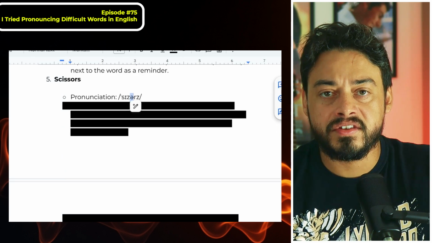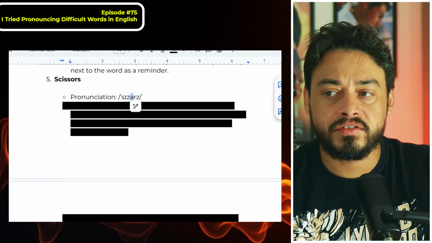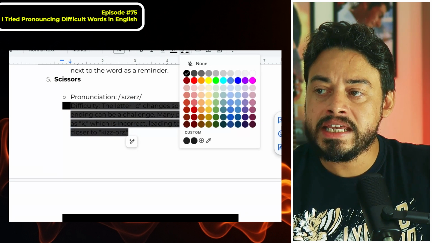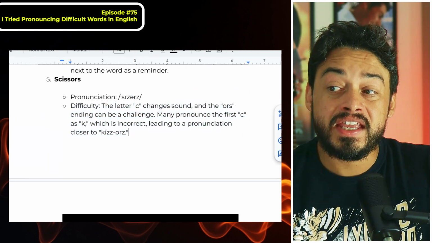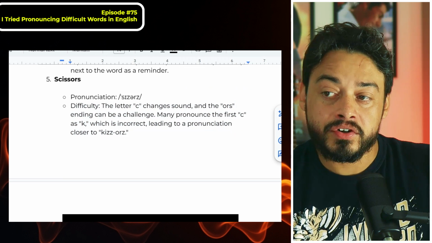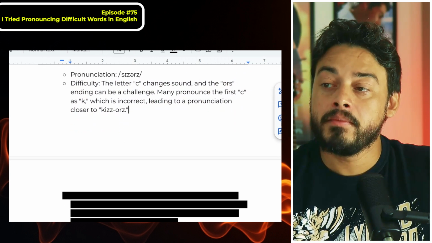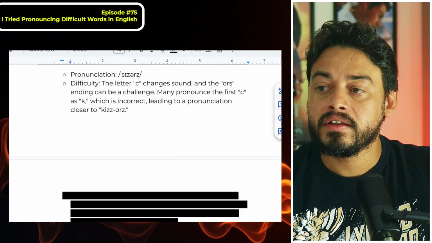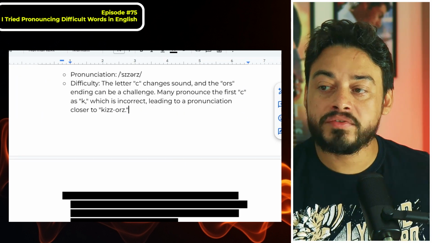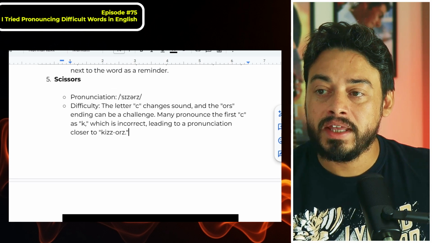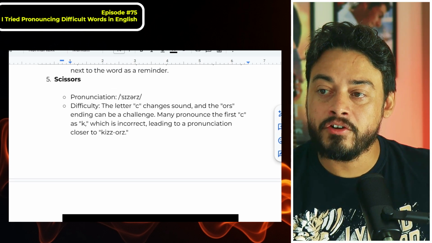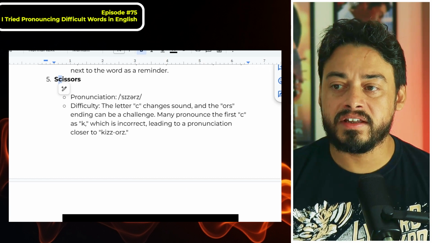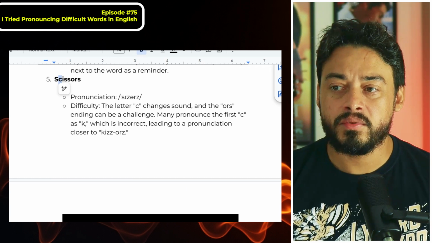Z, scissor, scissors. Okay. So what is unique about this word? The letter C changes sound, and the ers ending can be a challenge as well. Many people pronounce the first C as K, which is incorrect, leading to a pronunciation closer to scissors. So even though we have a letter C here at the beginning, yeah, we don't pronounce it like a K. It's like an S sound. S. We don't really pronounce that.